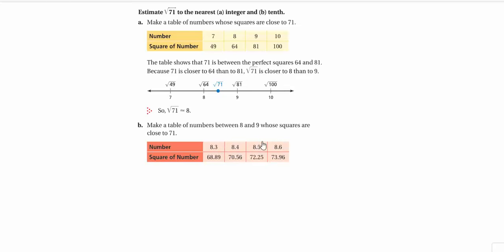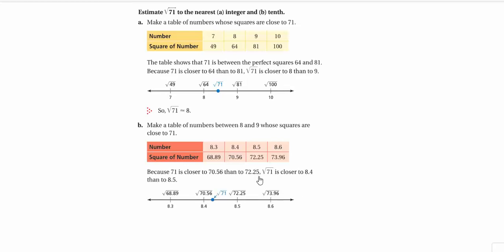The closest one we come out to get, it's got to be somewhere in between 8.4 and 8.5. 8.4 is much closer to 71. It's less than half away, whereas 8.5 is over 1 away from 71. So our answer is, because 71 is closer to 70.56, 8.4 is our answer, because the square root of 71 is closer to 8.4 on a number line.